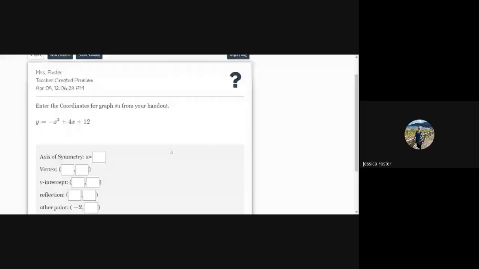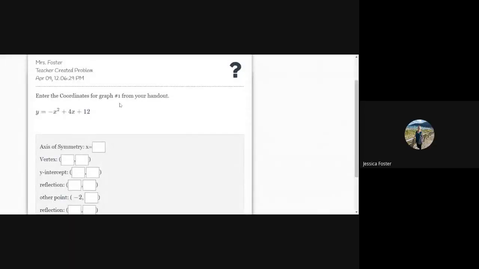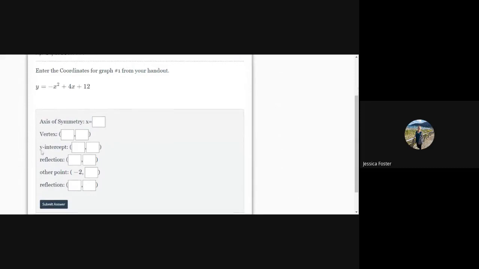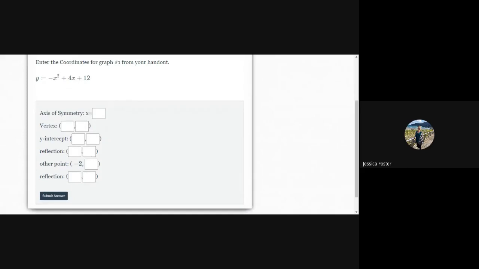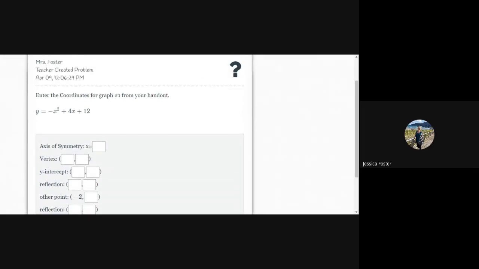So you'll notice that it has enter the coordinates from graph number 1 on your handout. On your handout, you would have already done this, and all you have to do is put in the values for the work that you already did. That's for the first 2 problems. So make sure that you're getting that done. That post is going to be on Google Classroom, and then you're just filling out the values that you already graphed on your handout, or if you printed it off on the worksheet there. So that's all that is for you.